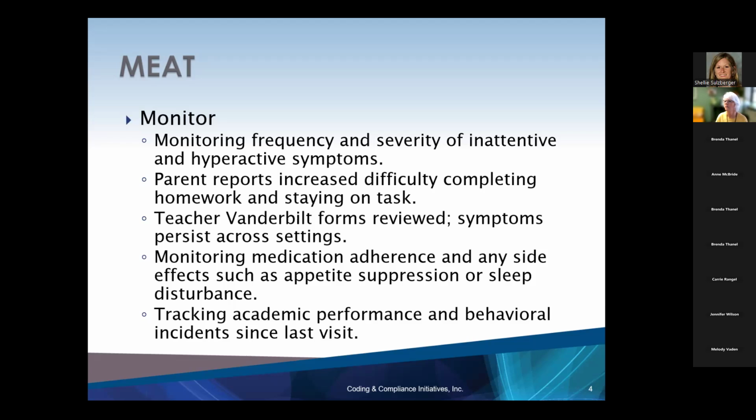Are they having increased difficulty completing their homework? Or are they bouncing all over the room? Obviously, monitoring would be looking at some of those Vanderbilt forms completed by the teacher. So looking at those symptoms. Monitoring medication. So patient, are you taking your medication? Have you had any side effects from that? How's their performance at school and their behavioral incidents since their last visit? So again, we're looking at all of the monitoring of that ADHD related to the documentation.